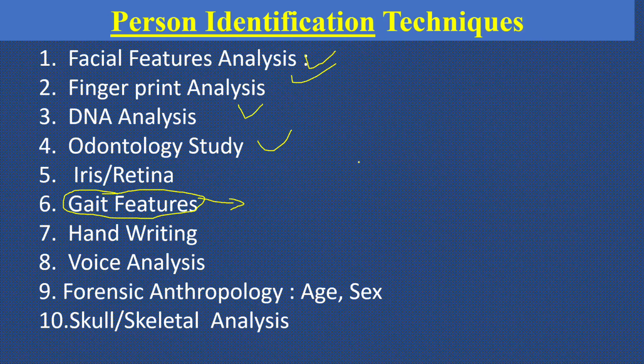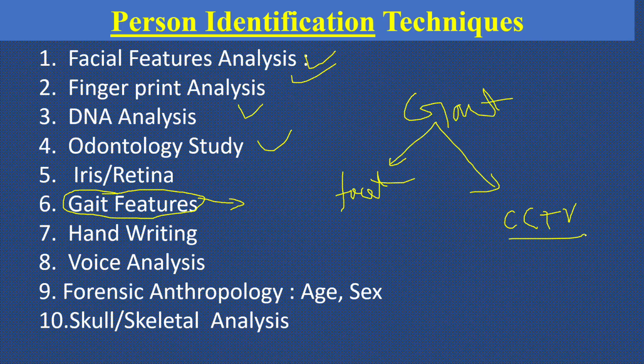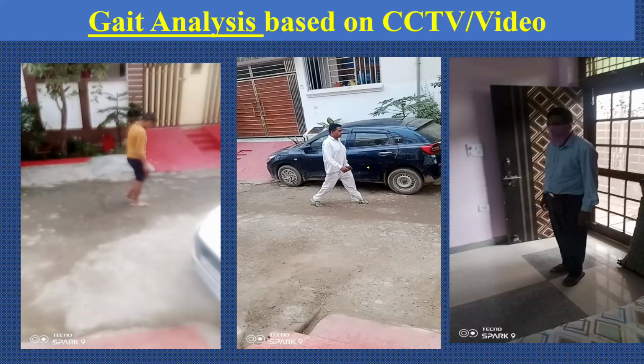gait analysis can be done based on two types of parameters. Number one, gait analysis from the footprint, and number two, the gait analysis from the CCTV footage or the video. So in today's video, I have tried to bring all the concerns, parameters and details in brief on how this technique, gait analysis from the CCTV footage, can be done.